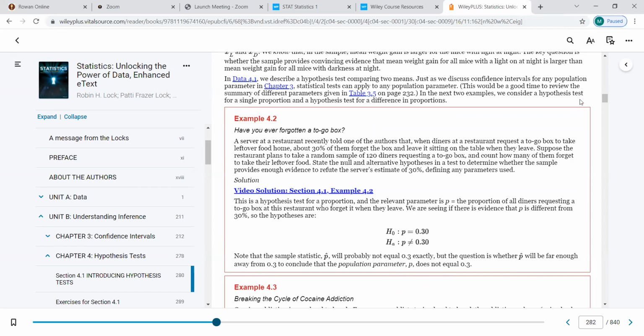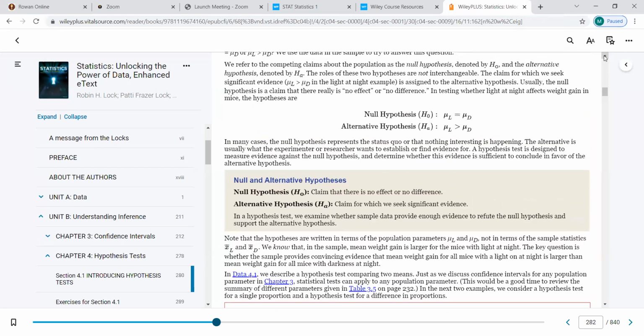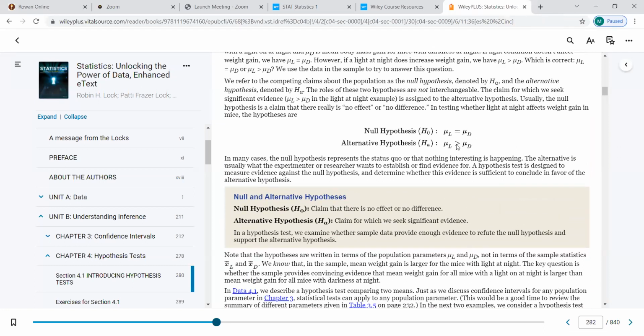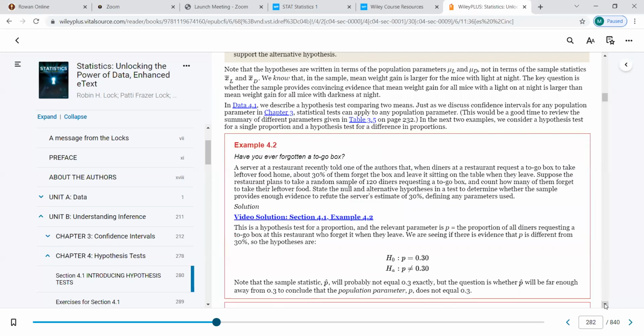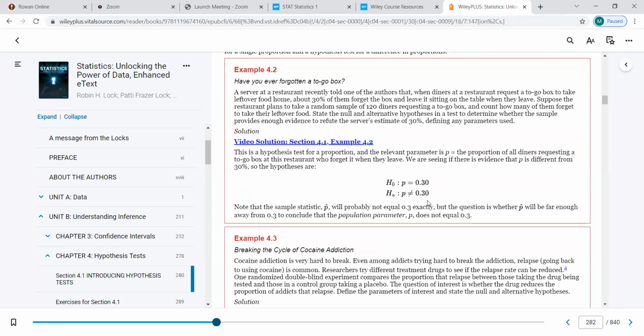All right. So in the previous example, the one that we did with the light and dark, notice that we had a greater than symbol in the alternative hypothesis. And in this one, notice what we have is not equal to. Now, any examples I give you in a test or in a final exam will be clearer than this example here, what symbol we should use in the alternative hypothesis. But in this case here, we're saying not equal to because we're trying to refute the server's estimate of 30%.